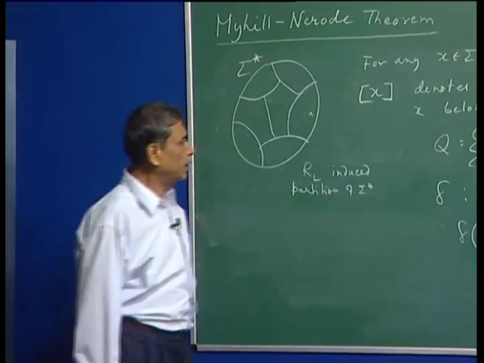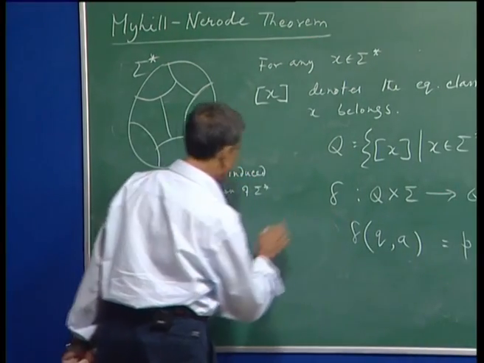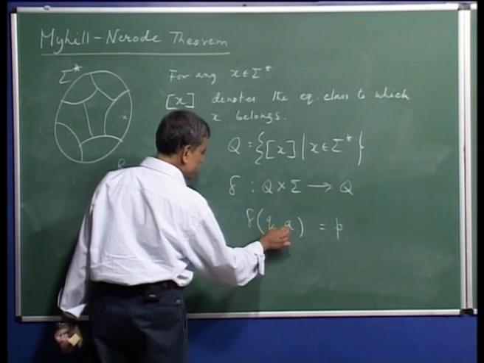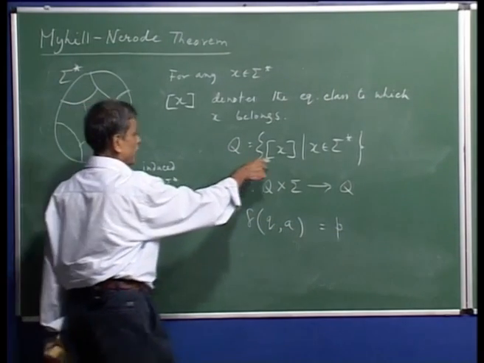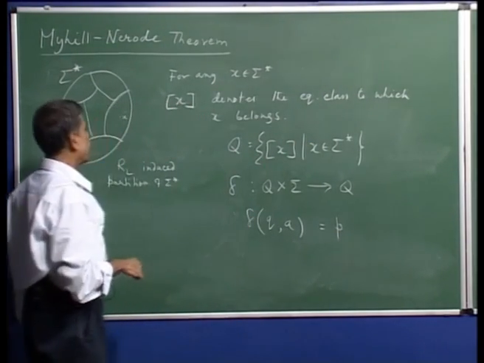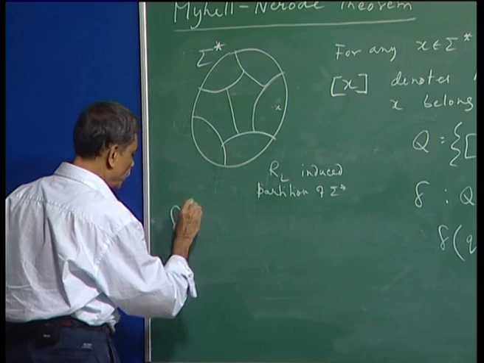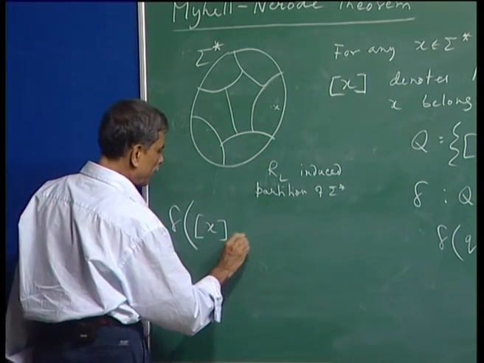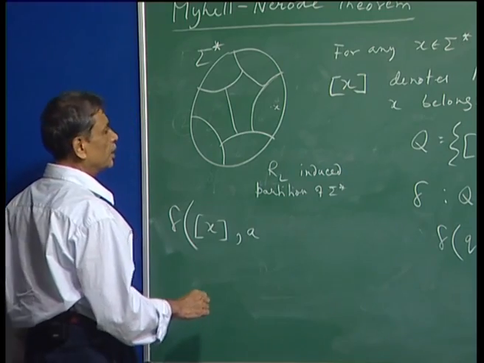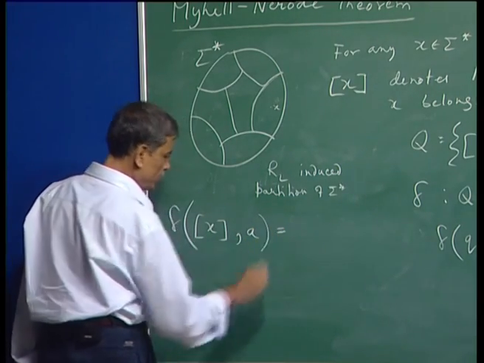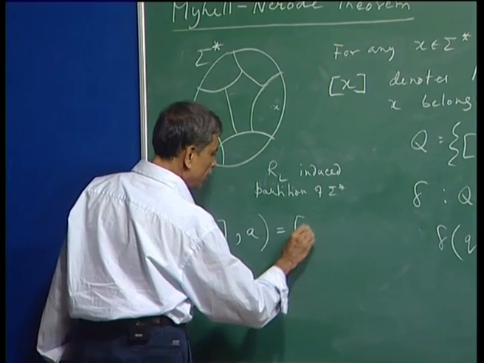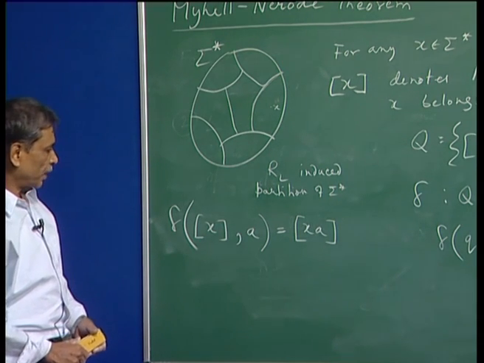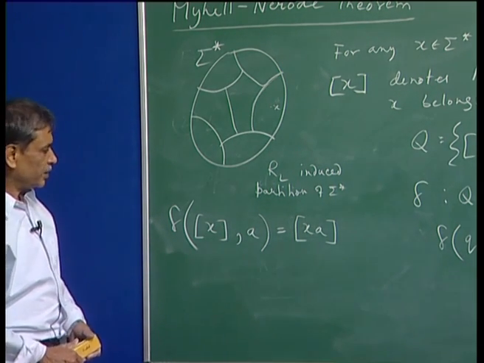We will define delta. Now, as I said, delta takes two arguments, one is a state and one is a symbol. So our states are of this kind, equivalence classes of RL. So let us say I have this state and the symbol is A. Then we define it to be that state to which the string xa belongs. Now, this definition looks all right.